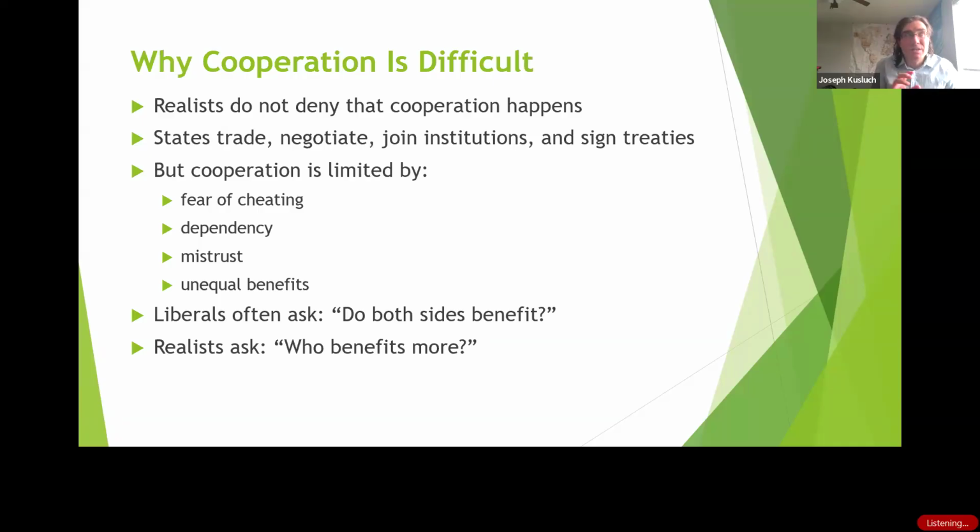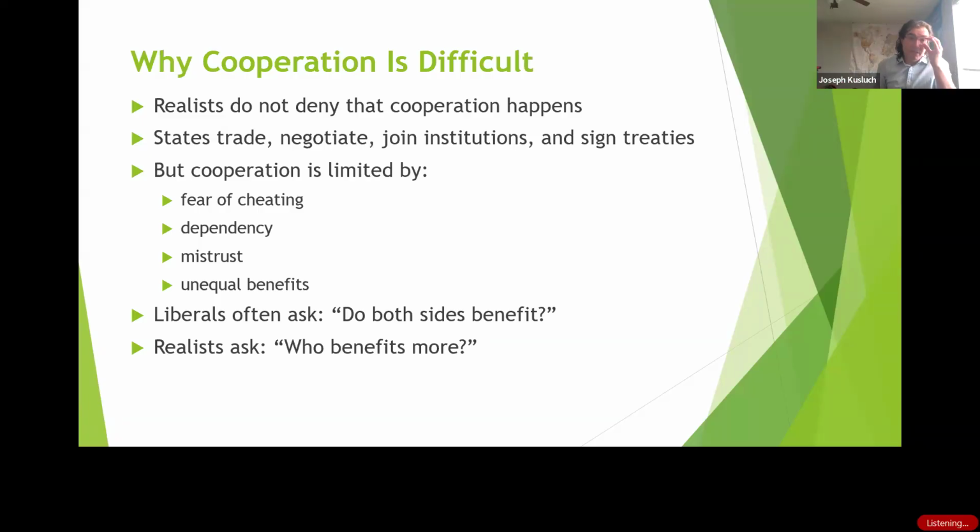This is where the distinction between absolute gains and relative gains matters. A liberal may say, if both states benefit from cooperation, then cooperation makes sense. A realist might ask a different question. Who benefits more? If one state gains more than another, that advantage could later be converted into military, economic, or diplomatic power. So, even mutually beneficial cooperation can create anxiety.